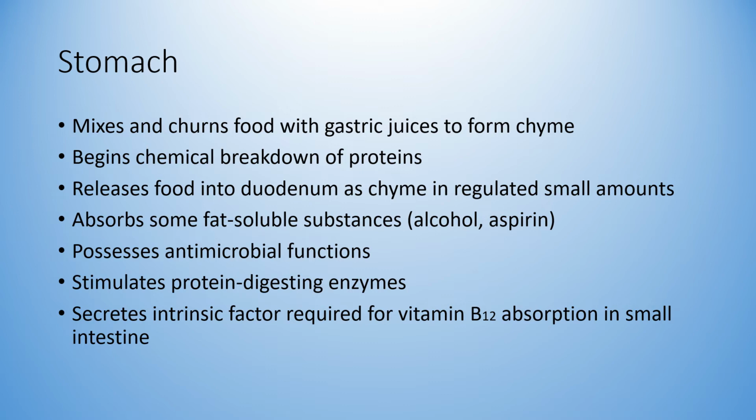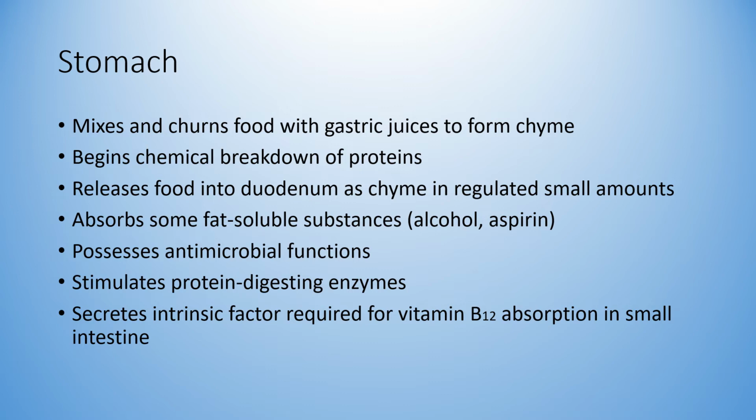So in the mouth, you started with mechanical breakdown by chewing, and some chemical breakdown of carbohydrates. Because the stomach is so acidic, that carbohydrate digestion is going to stop when it hits the stomach because the acid inhibits it. And now instead you're going to start the breakdown of the protein in there. And this is, once again, a chemical type of digestion.